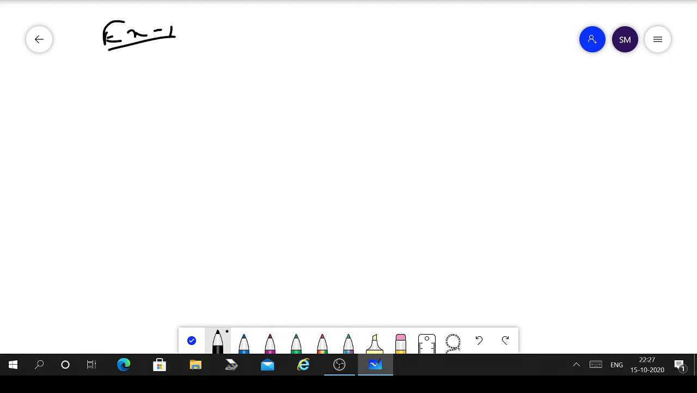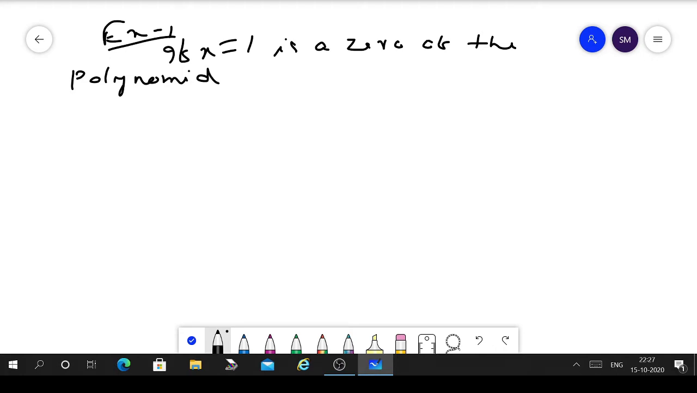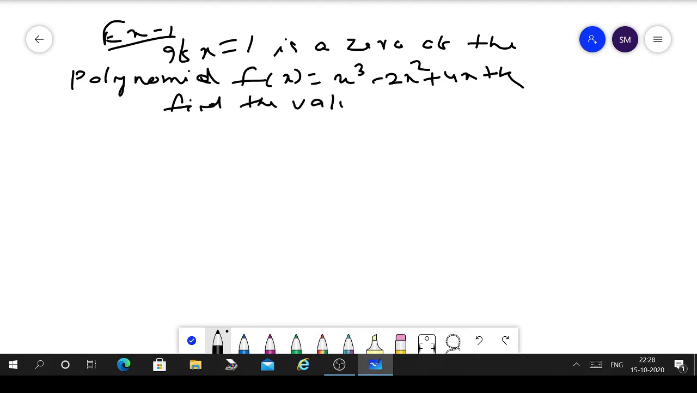Solve some questions. If x equal to 1 is a zero of the polynomial, then f(x) is equal to x cube minus 2x square plus 4x plus k. Find the value of k. Look at here.